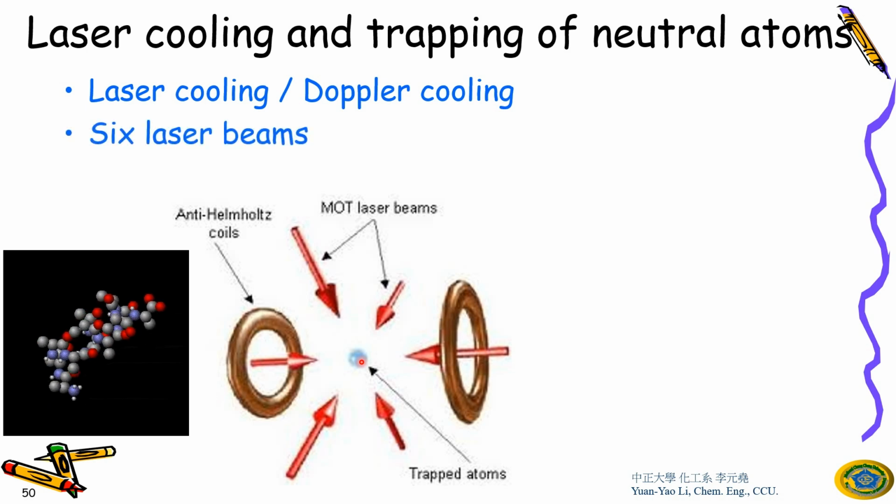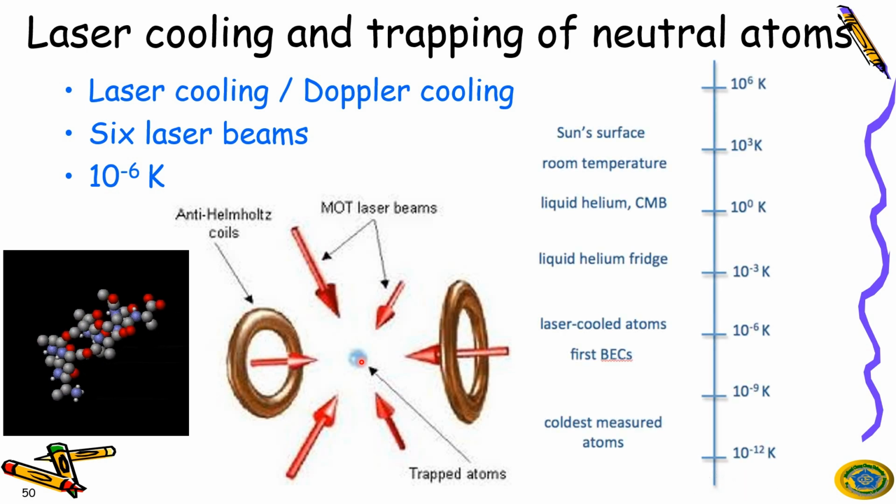They used 6 laser beams, so the temperature can go down to 10 to the minus 6 Kelvin. It's not 0, but it's cold enough. Very, very low. Is this the world record now? No. They got the Nobel Prize. The 3 scientists got the Nobel Prize because of this experiment, and it's 10 to the minus 6 Kelvin.